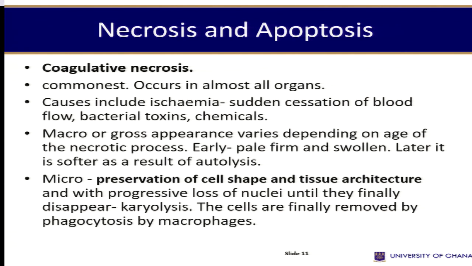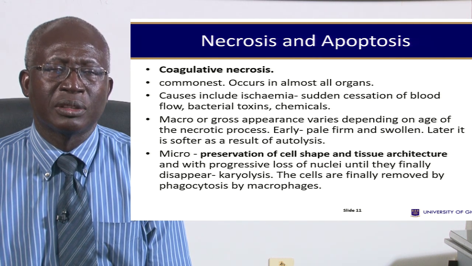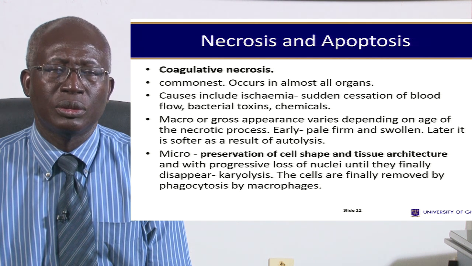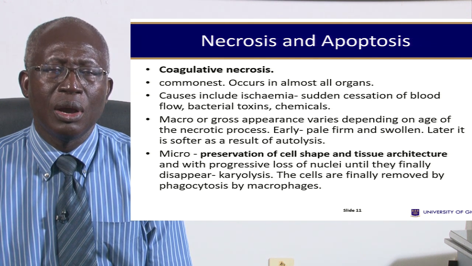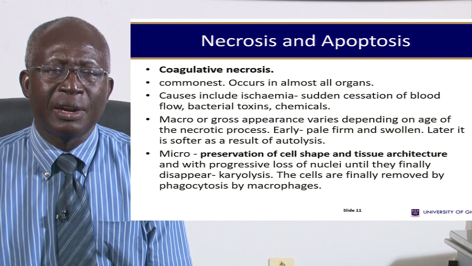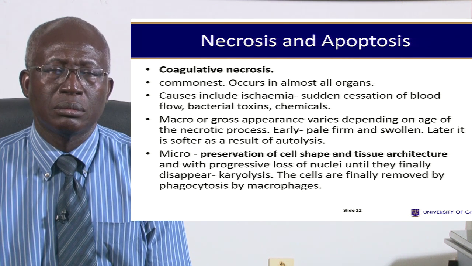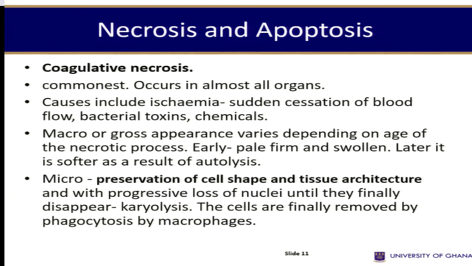Coagulative necrosis. This is the commonest type of necrosis, and its causes include ischemia, which is the sudden cessation of blood flow. Bacteria, toxins, and chemicals can also cause coagulative necrosis. The appearance of coagulative necrosis under the microscope is characterized by preservation of cell shape and tissue architecture. So you rely on the nuclei to tell us whether there is coagulative necrosis or not.